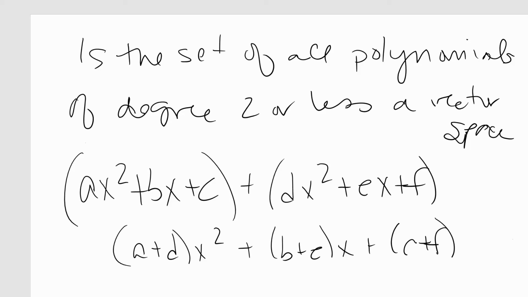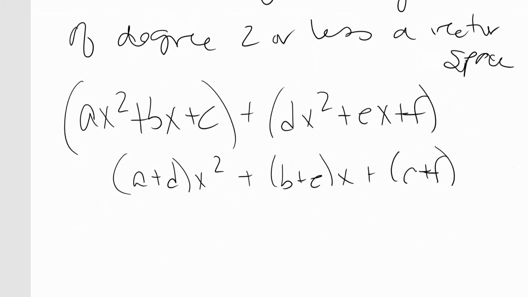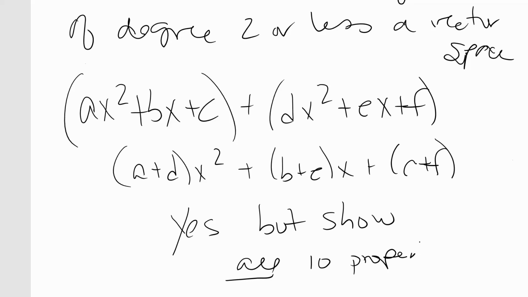If I add that to 0, which is less than degree 2, I'm fine. I get the original. If I add the opposite, I get 0. I'm good with that. If I multiply by a scalar, it's still degree 2 or less. We're all good. So that one would be a yes. But show all 10 rules. Show all 10 properties.